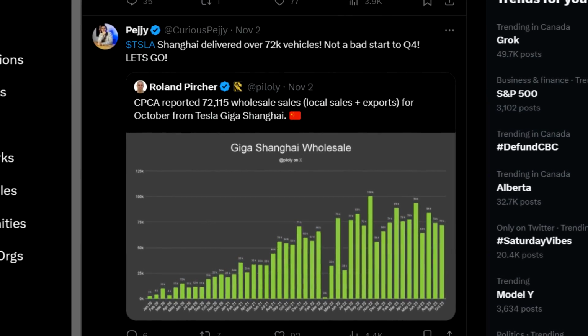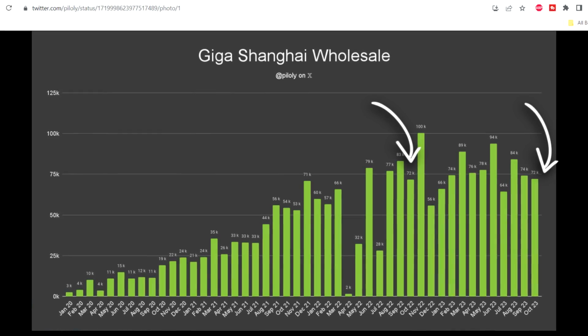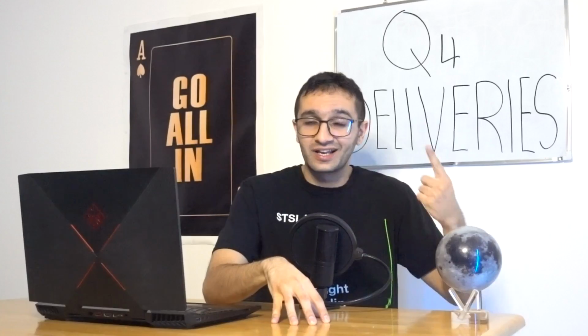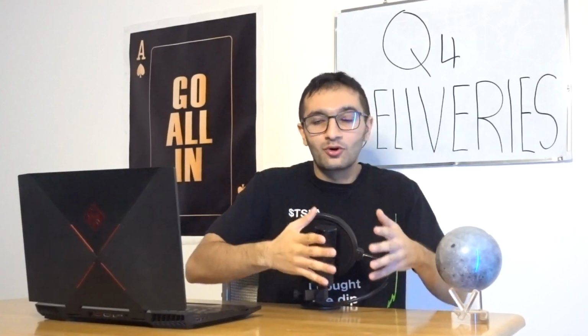Tesla Shanghai just reported over 72,000 vehicle deliveries in just October. Now, if we compare that to last October, it's pretty much the same. And the reason for that is because all of Q3, Tesla was upgrading all four factories, including Shanghai. So if we didn't have the upgrades, Tesla would have delivered over 80,000, potentially even hitting 90,000 in that month alone. Sheesh!